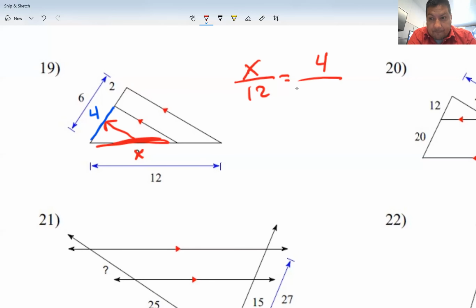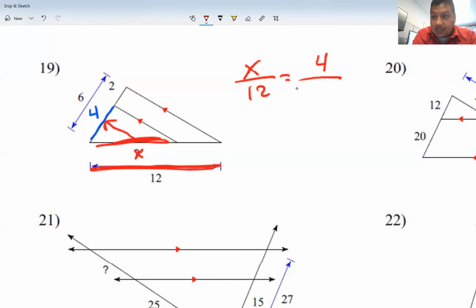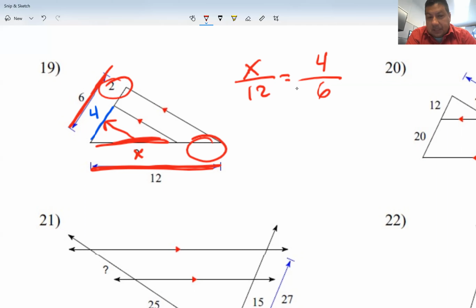Now here, 12. 12 is the entire thing, the entire side. So 12 is going to go with 6. Because it's the entire side. I'm not going to quite use 2 when I make my fractions. I see a 2. I'm not quite going to use 2 because I don't know what 2 goes with. There's a blank there. Okay. Now I'm just going to cross multiply. Again, we can simplify. We can simplify whenever. But I'm just going to cross multiply.